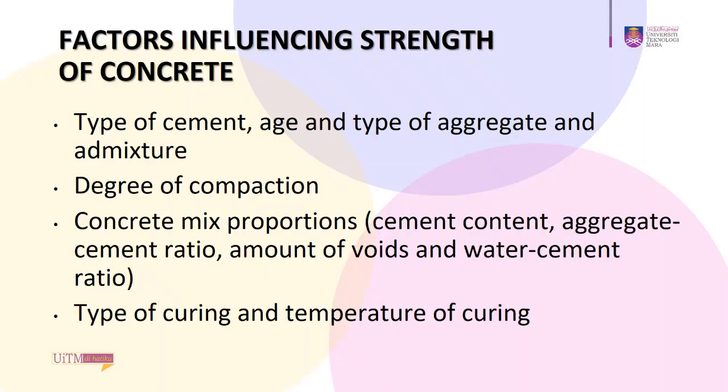So what are the factors influencing the strength of concrete? There are the type of cement, age, and type of aggregate and admixture. For the type of cement, for example, rapid hardening Portland cement gains strength more quickly compared to other cement types.